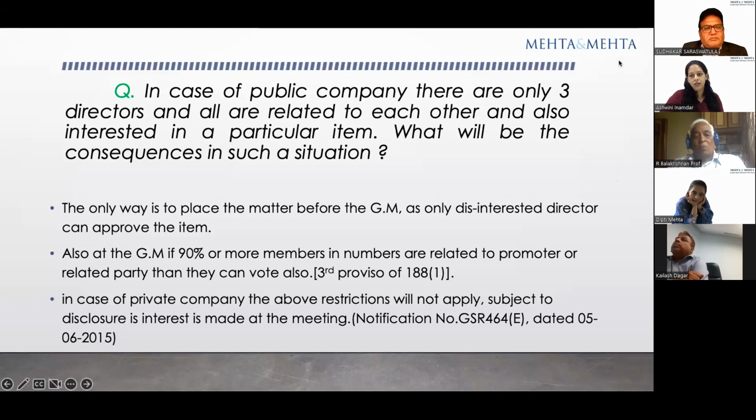So this is a very pertinent question. Every time there is a question regarding, if all the directors are interested, then who will approve that kind of transaction? Then the only way is to place it before the general meeting, as only disinterested directors can approve the item. Also, at the general meeting, if 90% or more of the members are related to the promoter or a related party, then they can vote. It is specifically given in the 3rd proviso of Section 188(1). In case of a private company, the above restrictions will not apply, subject to disclosure being made at the meeting.